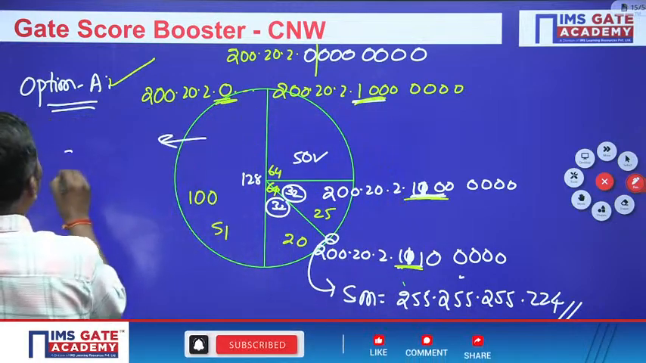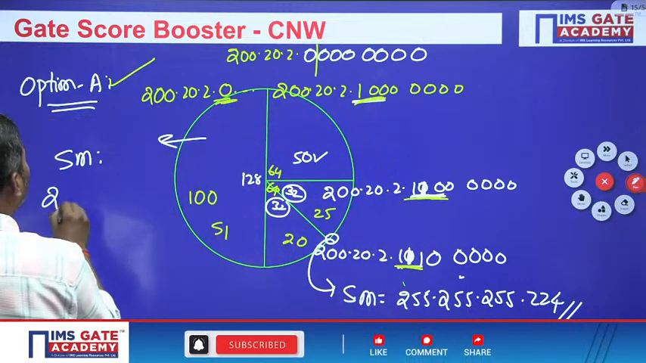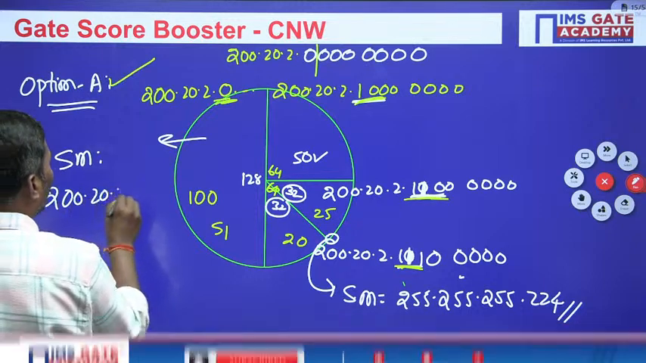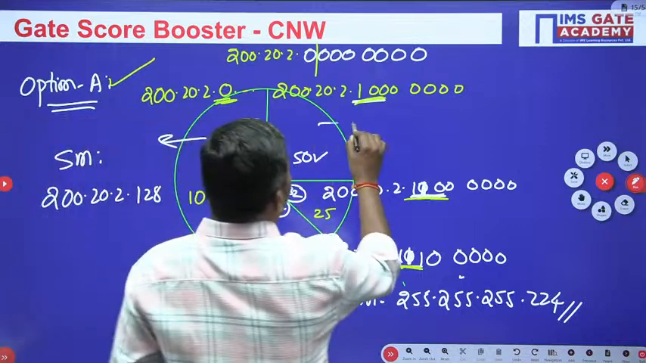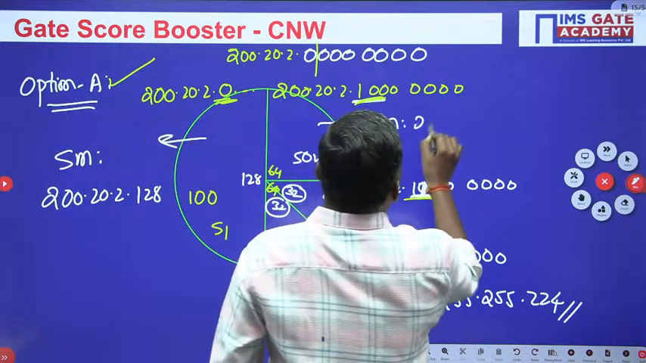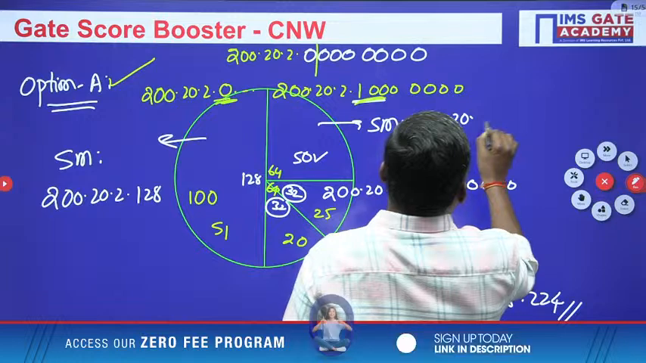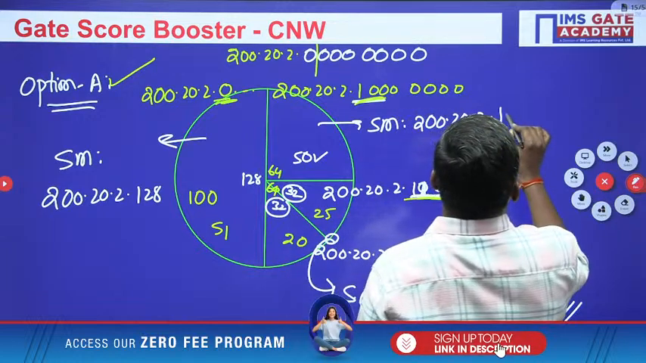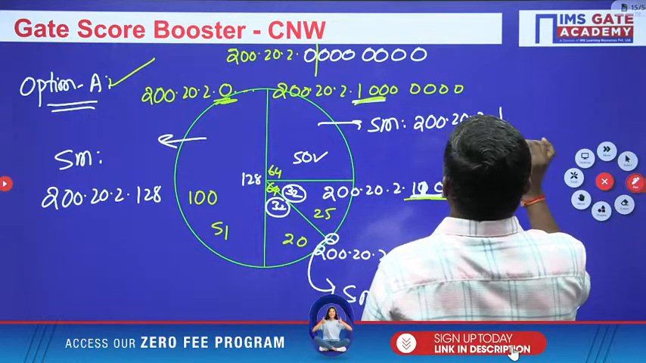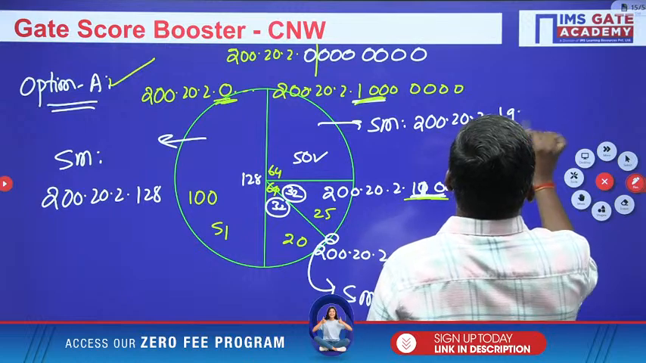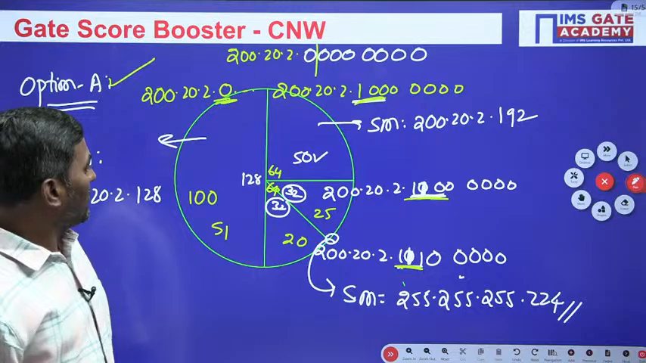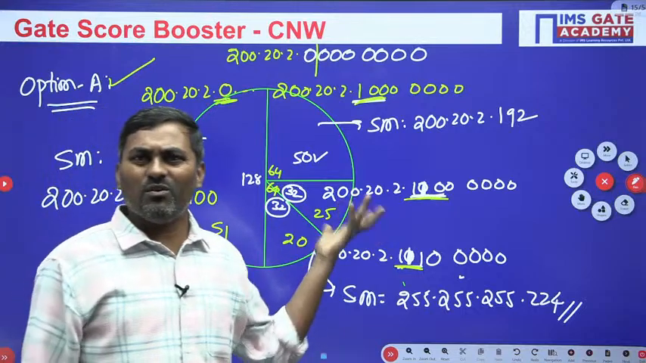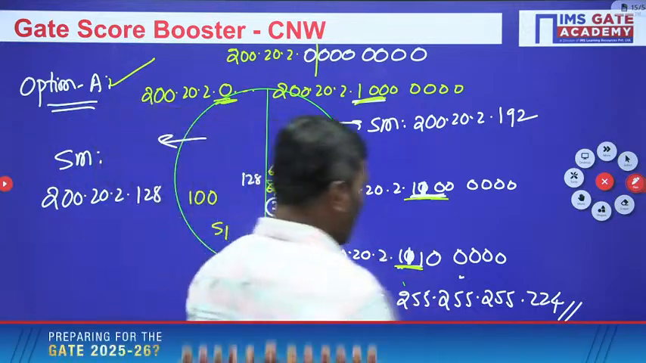For this subnet mask, if I ask you what is the subnet mask, 200.20.2.128, is it? For this subnet mask, 200.20.2. 2 bits reserved means what? So 128 plus 192. Am I right, all of you? Like this you can write it. Yes or no? These are the observations now.